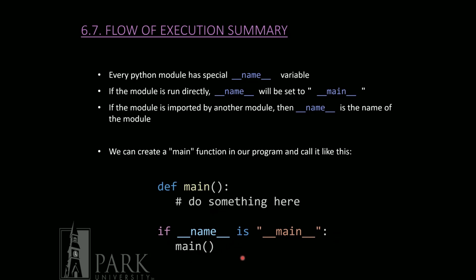So this is a little bit more confusing than some other languages like C++, where you just have a main function, or in Java, you have a main function. This is kind of a workaround within Python to have a quote-unquote main function.